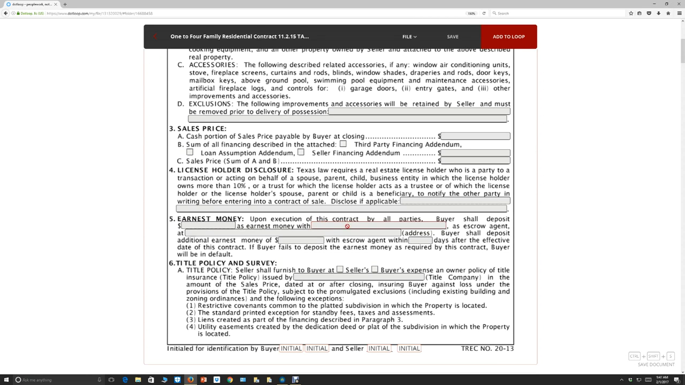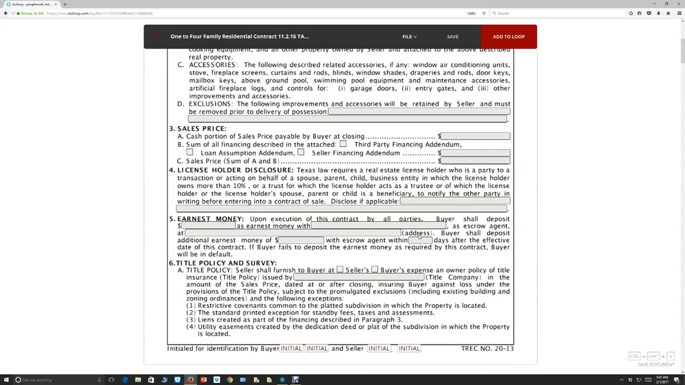This is the name of the title company as earnest money with. So you're going to put Allegiance, you're going to put lawyers, you're going to put whatever title company you use and their address. And then buyers shall deposit additional earnest money of blank with escrow agent within blank days. So this is very unusual to use.